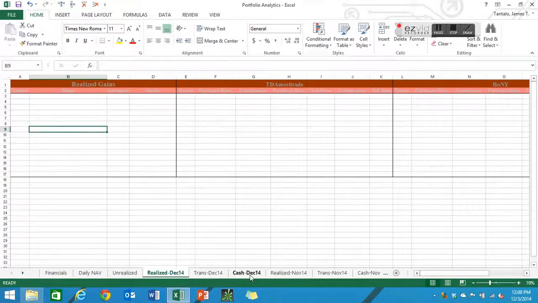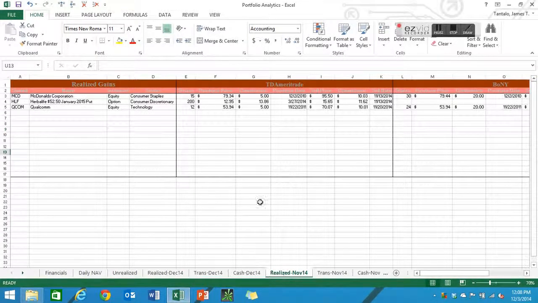Here's our realized gains tab. I'll do it for November so you have some information in here. This is where we keep track of when we sell securities. Like I said before, the unrealized tab is all of our current holdings that haven't been realized, or liquidated, or sold. When you realize a gain or a loss, you're selling the product and you have the gain or loss related to the sale based on what the market value was when you sold it.